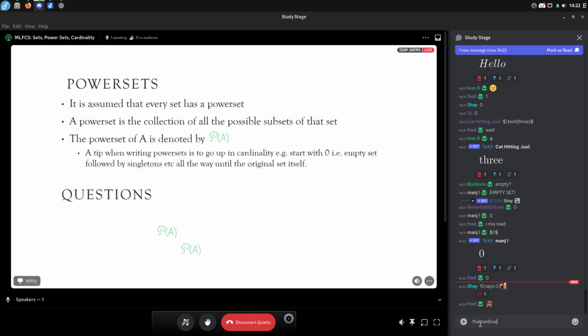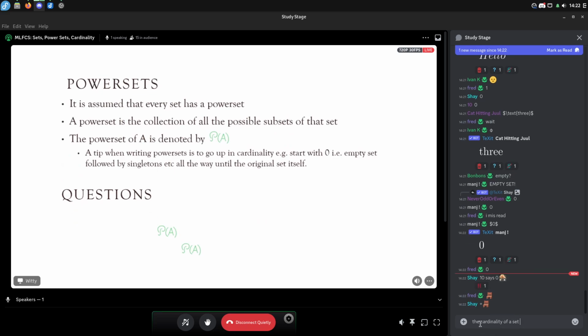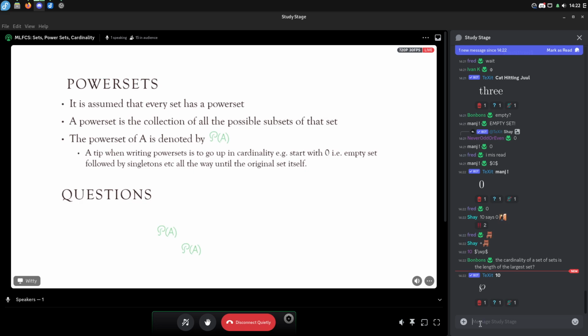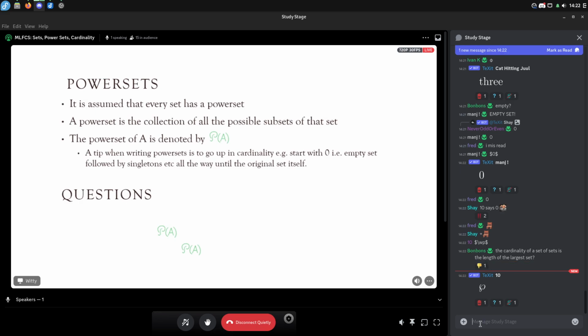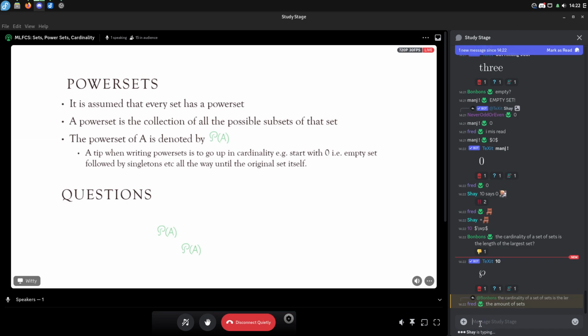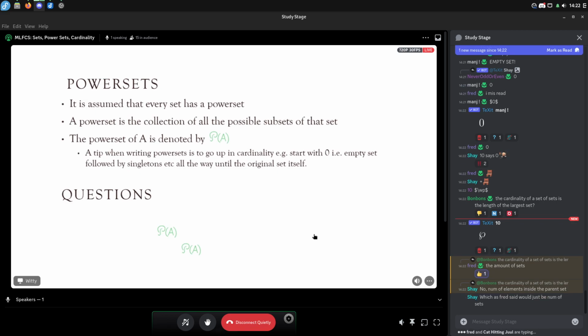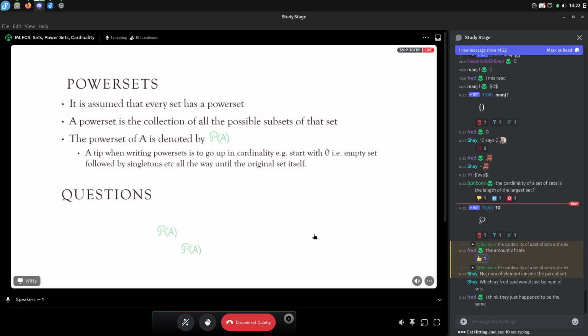Next thing, power sets. It is assumed that every set has a power set, and a power set is the collection of all the possible subsets of that set. So any possible subset you can make from a set would be included in the power set. It's a set of subsets of a set. The power set of A is denoted by this symbol here, and unfortunately I don't think there's any LaTeX command that allows us to write this weird looking P. So I just had to copy and paste this image from the slides.